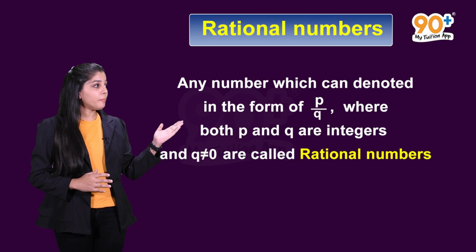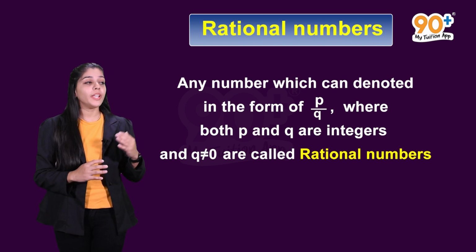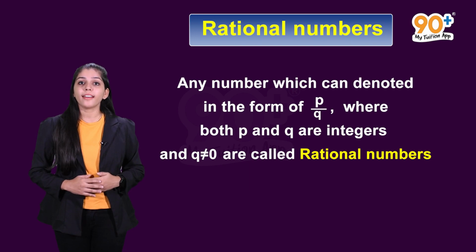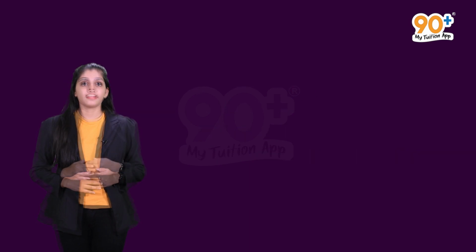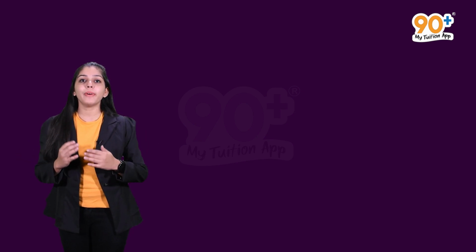Then what is a rational number? Any number which can be denoted in the form p by q, where p and q are integers and q not equal to 0, is called a rational number. Next, let's try to represent all these numbers on a number line.